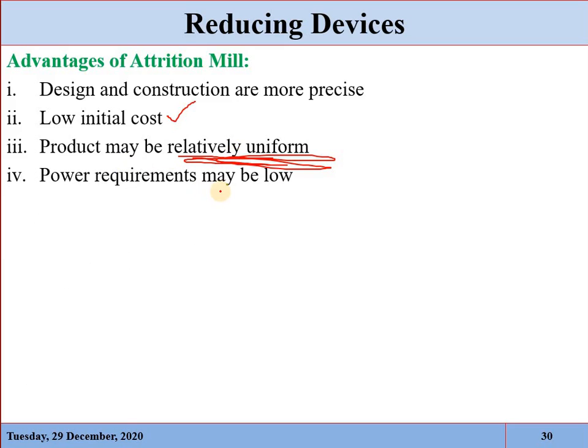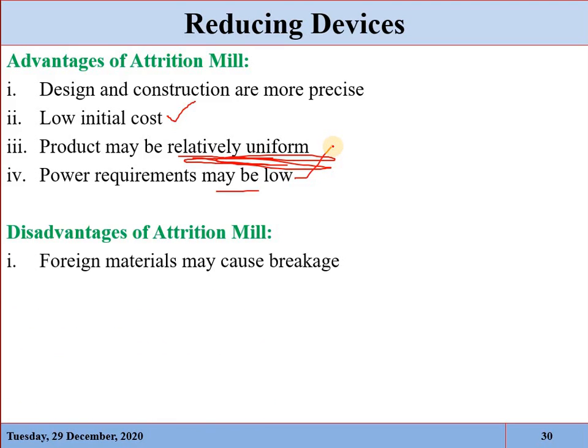Power requirement will be low as compared to the hammer mill, but remember its capacity is less. The hammer mill can reduce more product than the attrition mill in the same time period. Okay, but the power requirement is low.